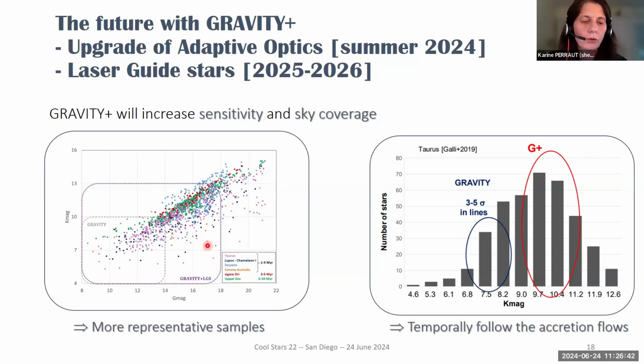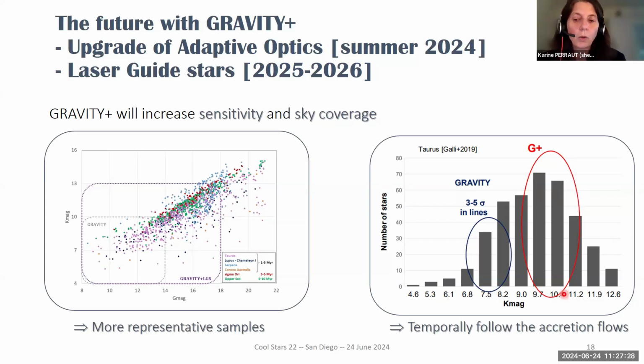So we will be able to have more representative samples by exploring a larger parameter range in mass, in age, in accretion rate. And this will also allow us to test the magnetospheric accretion scenario in different regimes. And the increase of sensitivity will also help us to have access to the bulk of the T Tauri stars and to lead the studies across the spectral lines in a much larger sample, as you may see in this histogram here.